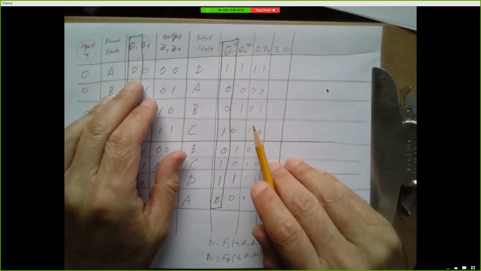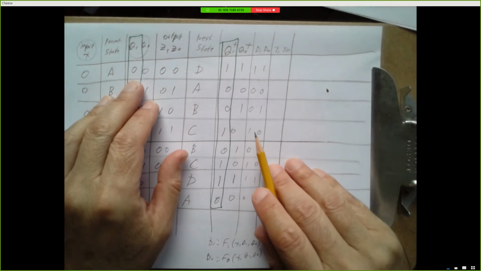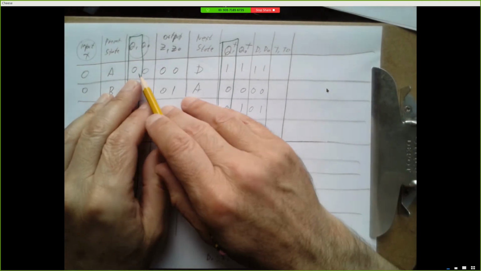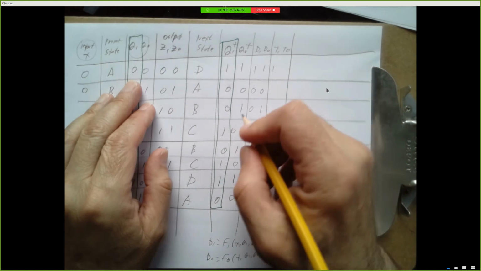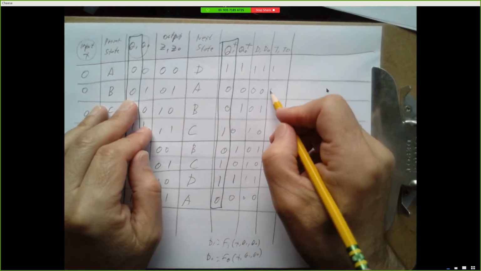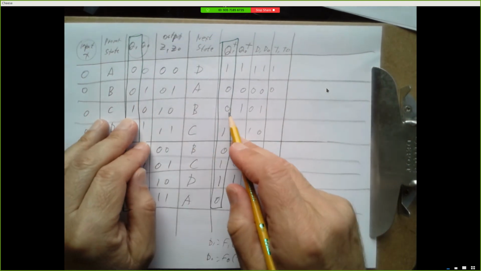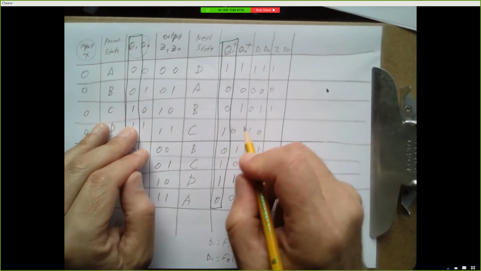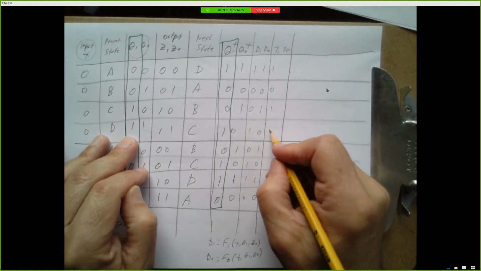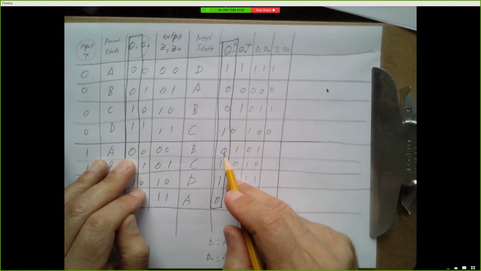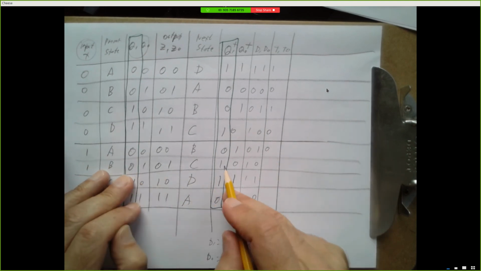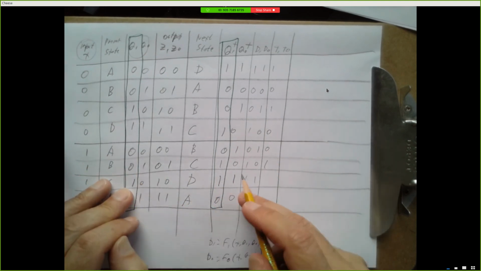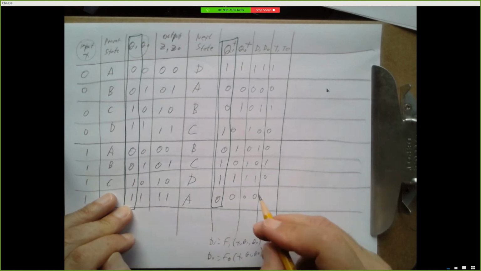Okay, so I just have to say, should I toggle this or not? So 0 should become a 1, yeah, toggle. 0 should become a 0, don't toggle. 1 should become a 0, toggle. 1 should become a 1, don't toggle. 0 should go to 0, don't toggle. 0 to 1, toggle. 1 to 1, don't toggle. 1 to 0, toggle.